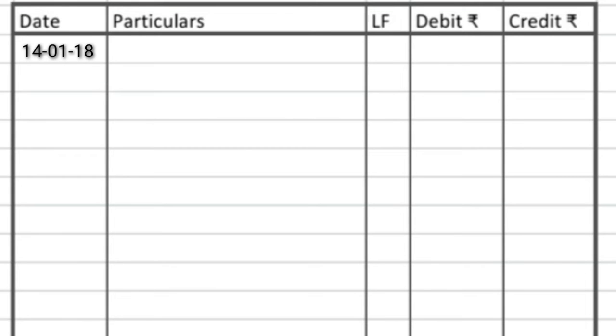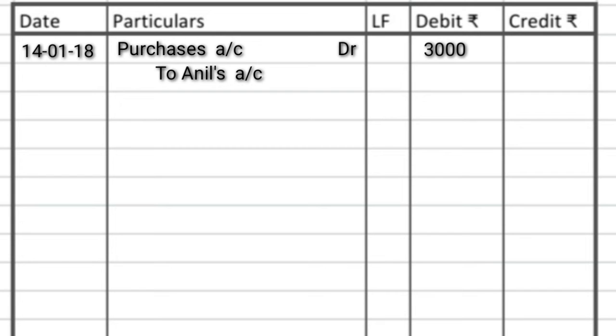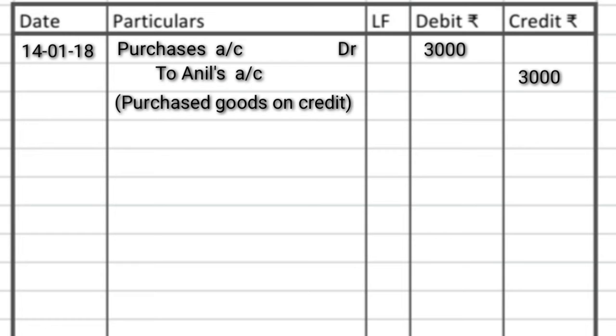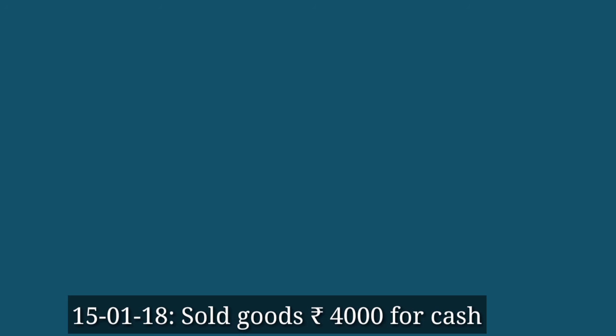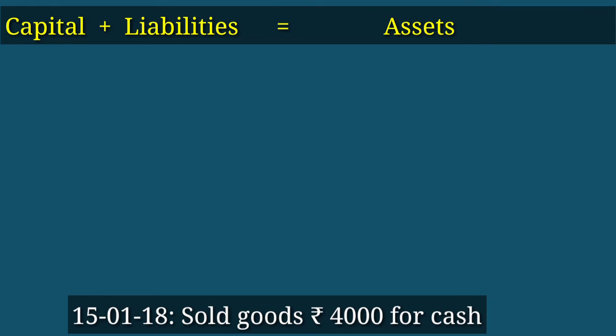Date 14th January 2018 and particulars: purchases account debtor, debit column 3000, to Anil's account, credit amount column 3000. And the narration, purchased goods on credit. Then draw the line. Then try another transaction. 15th January 2018, sold goods rupees 4000 for cash.